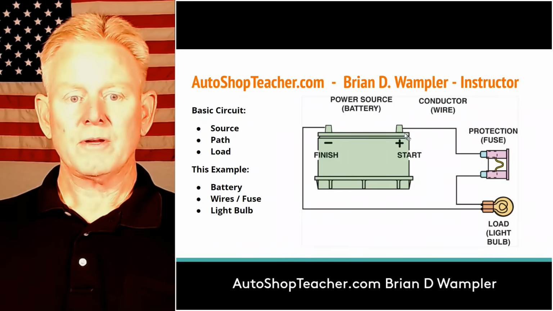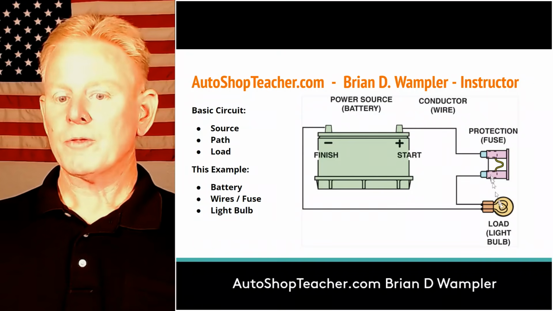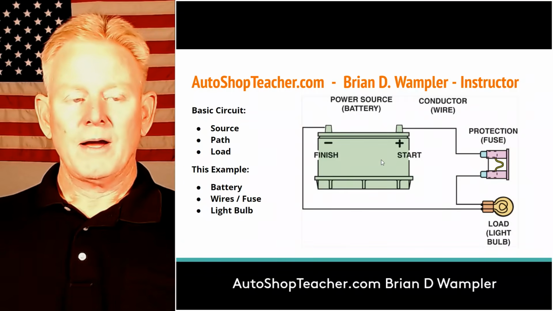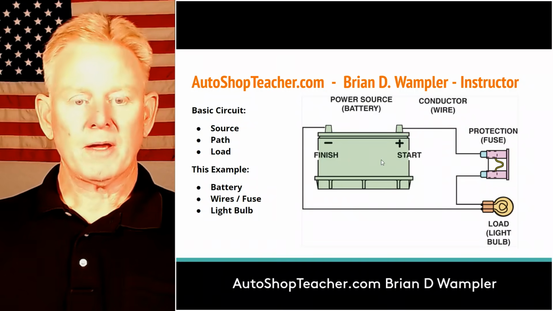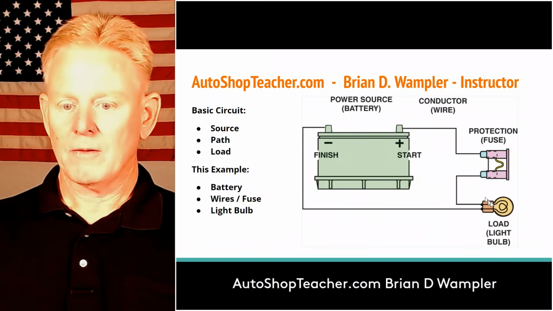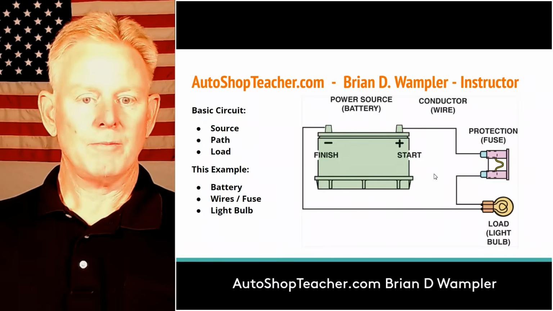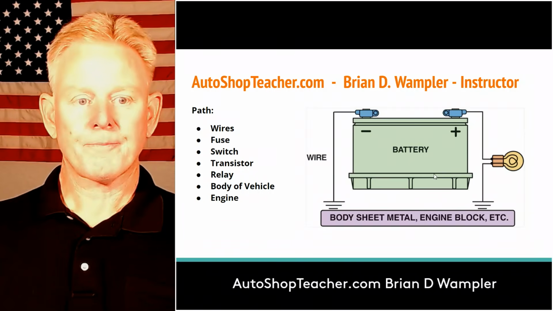The circuit starting from the battery, flowing through the wires, through the light bulb, and then back to the battery, creates a whole circuit, a complete circuit. And if the battery is charged and the light bulb is good and the fuse is intact, we would then have a light bulb that would come on. That would be a complete basic circuit.